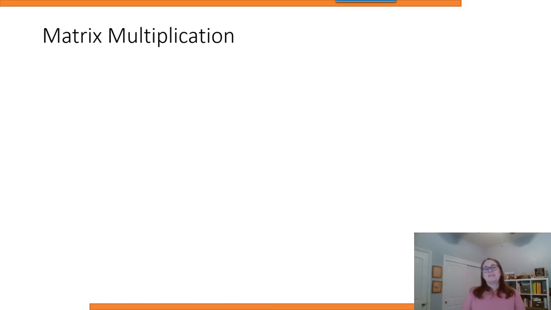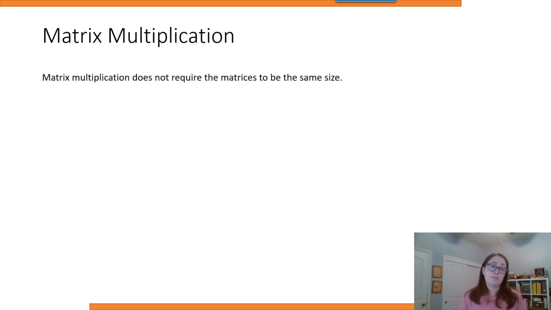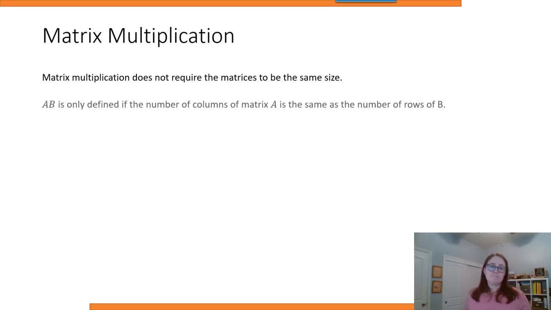Okay, next operation we want to be able to do is matrix multiplication. Now, unfortunately, this is not as simple as the addition was or the scalar multiplication. It's not a matter of just multiplying corresponding terms or values. Instead, we have a little bit more complicated way that we need to go about multiplying matrices. The first thing to know about matrix multiplication is the matrices don't have to be the same size, and often they're not, right? Instead, they have to have a very specific combination.